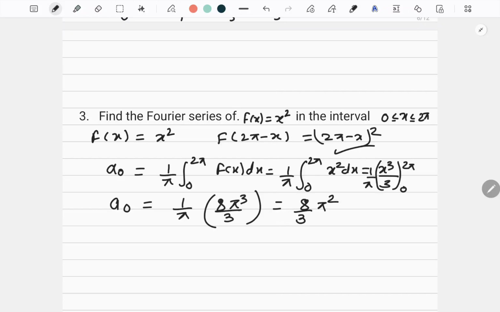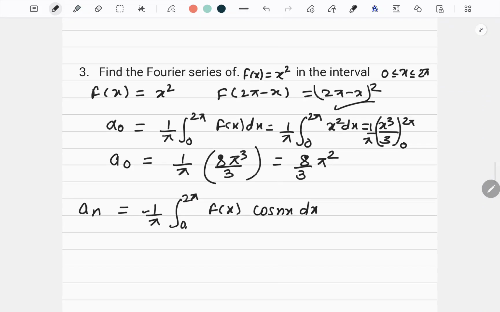Right? Now I will go for the value of An. So apply the formula of An. So what is the value for An? 1 by pi integral 0 to 2 pi f of x cos nx dx. Remember always, when you are applying the concept of even and odd function, the numerator here becomes 2 and the limit becomes 0 to pi. But when you are not able to apply even and odd, it is 1 by pi and the limit is 0 to 2 pi. Always remember, don't get confused in that.